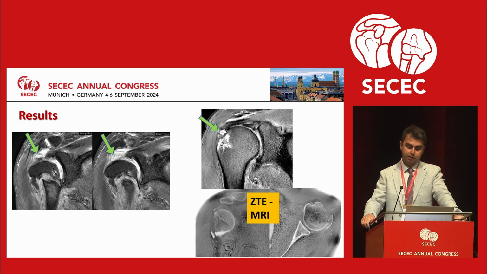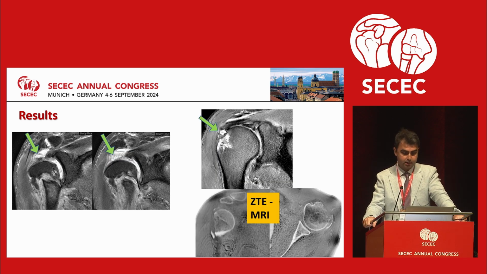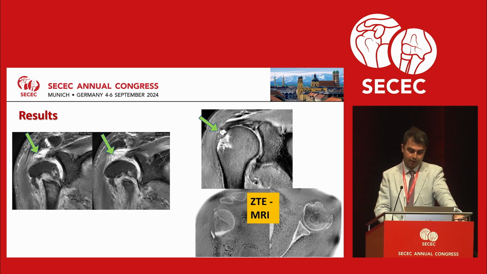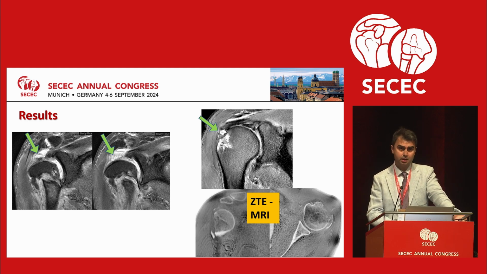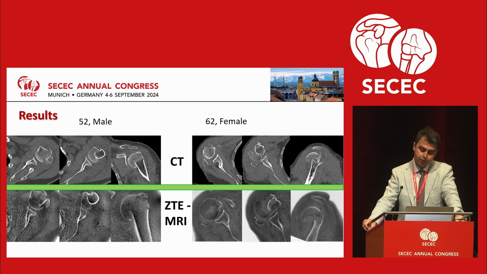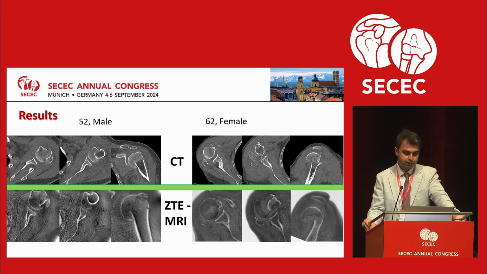Here you can see some examples. On the left side, you can see a massive acute tear of the rotator cuff in a Neer 3-part fracture. You can see the tendon kinking sign, and if you plan a hemiarthroplasty, it will definitely fail. And on the right side, you can see both the displaced tuberculum on zero-TE sequences, and you get a clear view of a traumatic tear that CT could barely show you, and conservative treatment will carry a high risk of failure.